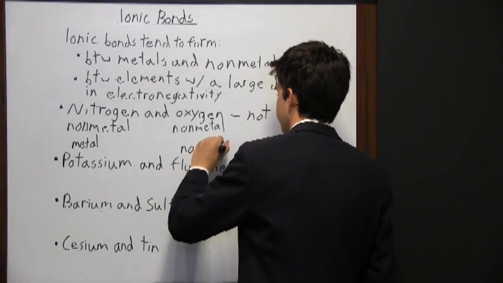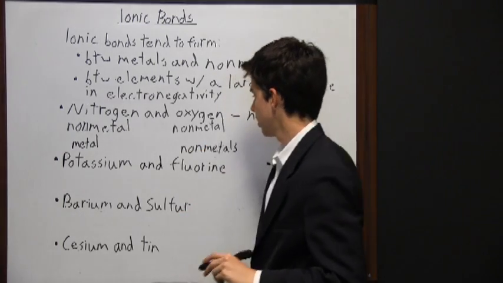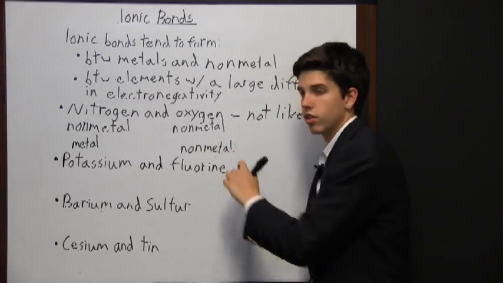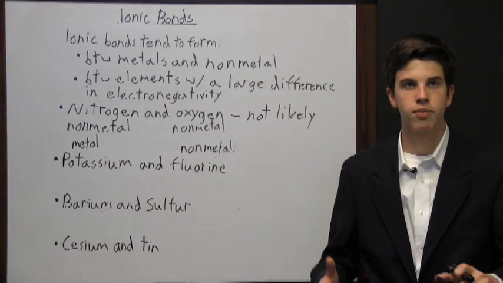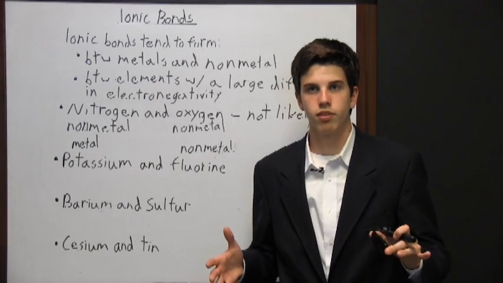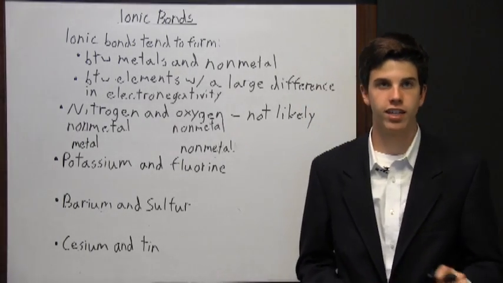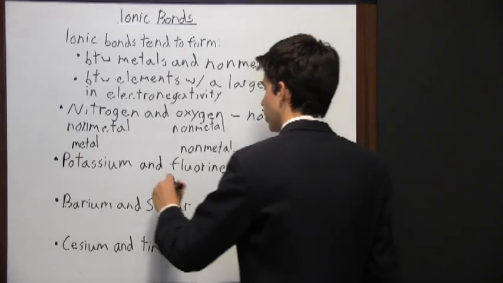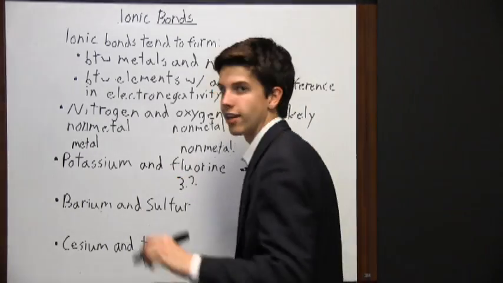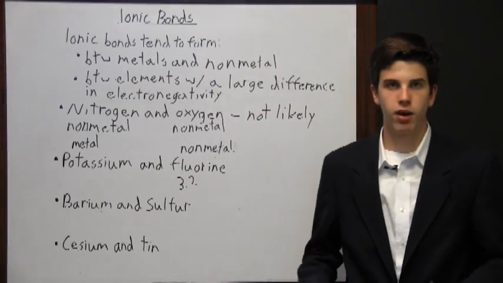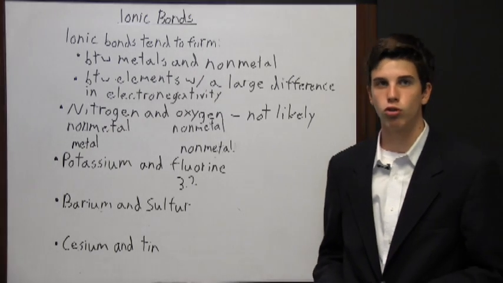We have a reaction here between a metal and a nonmetal. So we're doing good so far. And then there's a high electronegativity difference here, and it's actually 3.2, which is pretty high. So they're likely to form ionic bonds, specifically potassium chloride.